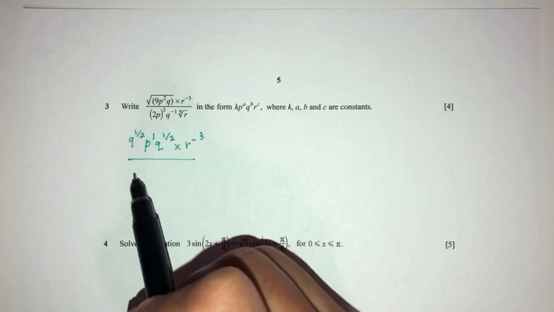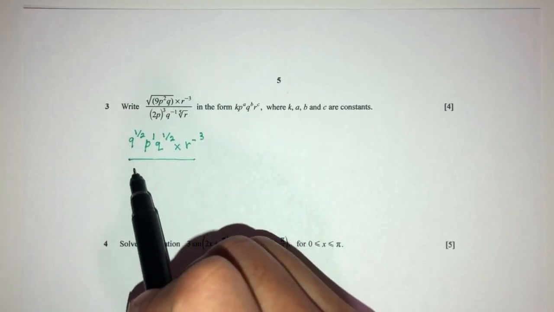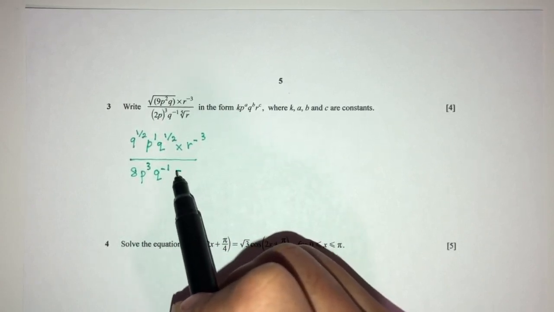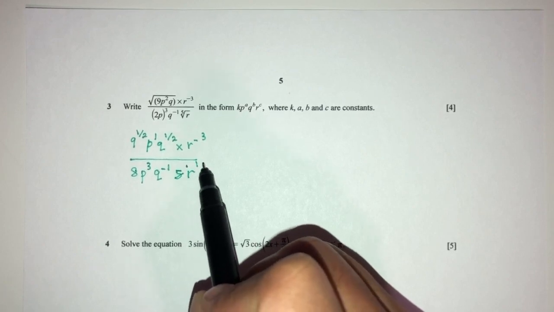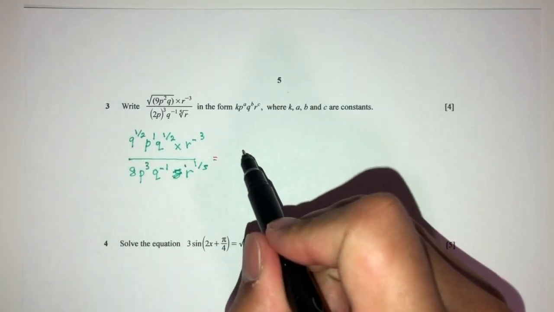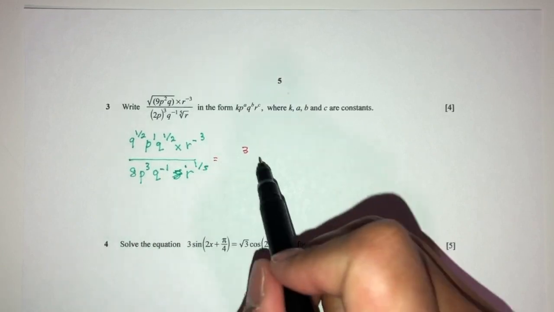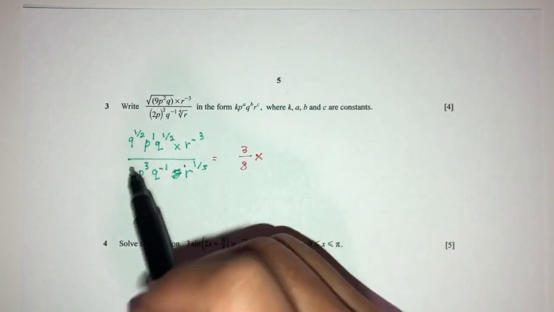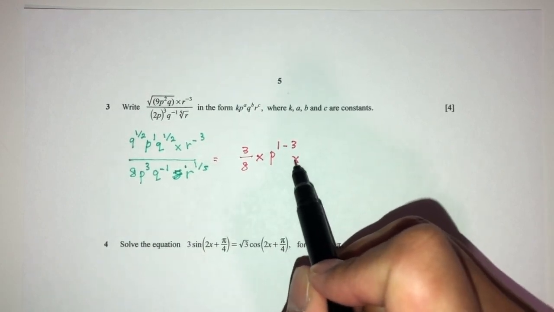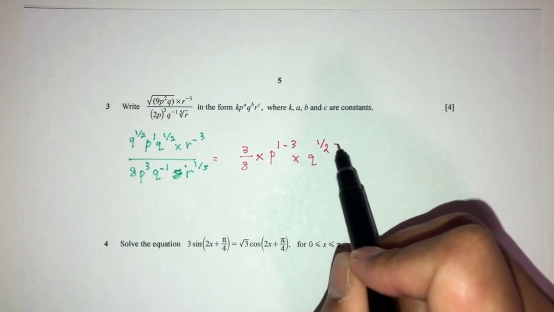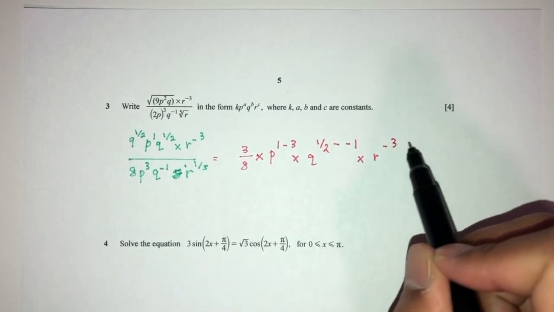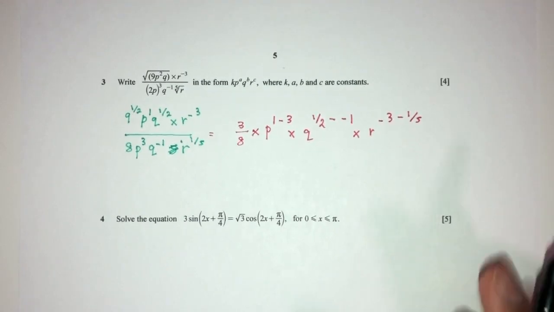Divide by, let's expand, you will have 2 power 3 will be 8. P power 3. Q power minus 1. R 1 over 5. Simplify. This will give me 3 over 8, right? Multiply by, so P 1 divide by P3 with minus 3, multiply Q, this one, divide is this, then we have power minus 1 at the bottom, and then multiply by R minus 3 minus 1 over 5. Alright, cool. Let's see what happens now.